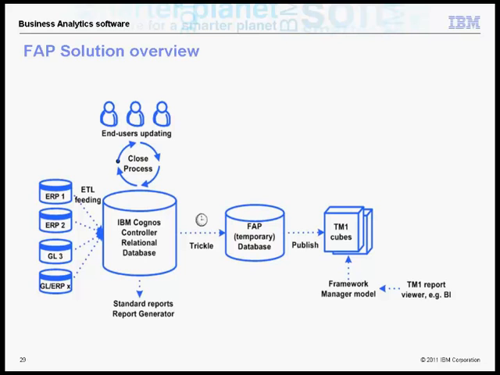Moving on to FAP, as Mike said before, that's Financial Analytics Publisher, and this is essentially the mechanism that we have created to take data out of Controller's relational database source, be that SQL, Oracle, or DB2, track the changes, and then trickle those changes to a TM1 cube. That TM1 cube is then obviously made available for reporting.